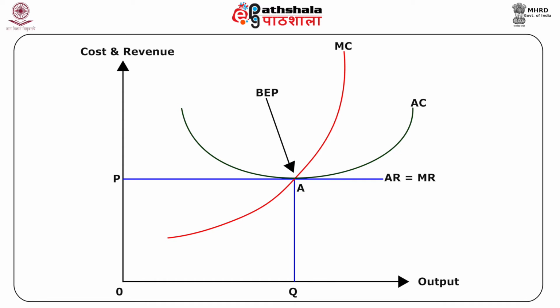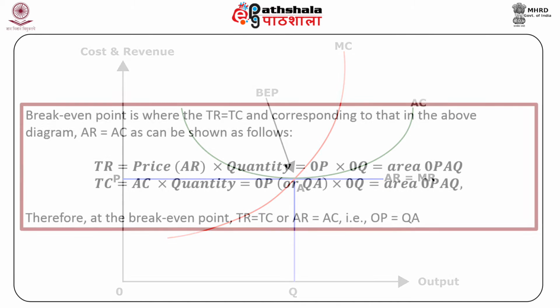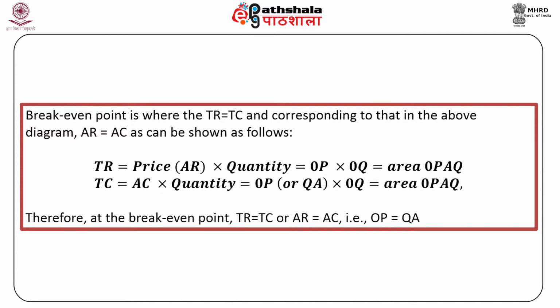In the case of perfectly competitive markets in the short run, the firms can either earn supernormal profits or normal profits, that is break-even, or incur a loss. Figure 4 above represents the case of normal profits in the short run. In economics, normal profits basically means that the firm is earning zero profit, or TR is exactly covering the TC of the firm. Break-even point is where TR is equal to TC and corresponding to that, in the above diagram, AR is equal to AC, as can be shown as follows.